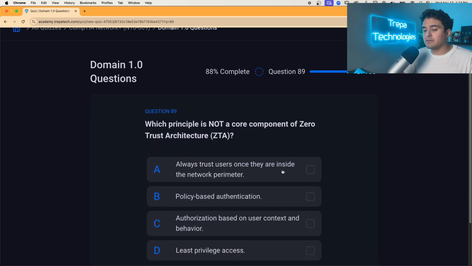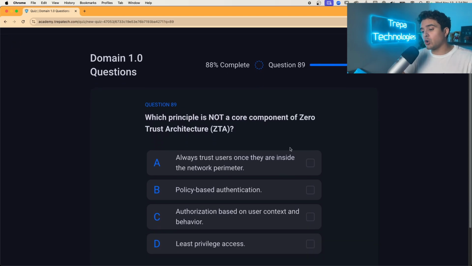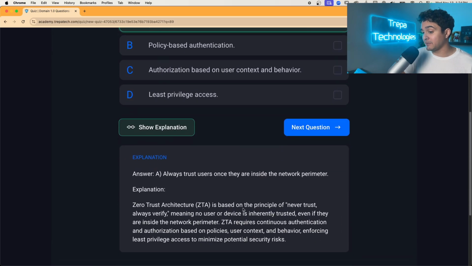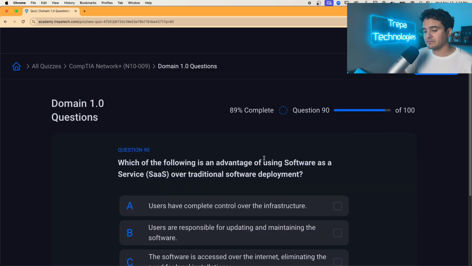Question 89. Which principle is not a core component of zero trust architecture? So, some of the core tenets of zero trust architecture, according to NIST: principle of least privilege, always assume breach, never trust, always verify. So, what is not? A. Always trust users once they are inside the network perimeter? No. That's not the point of zero trust architecture. It's never trust, always verify. You can go ahead and pause the video if you'd like to read the explanation.